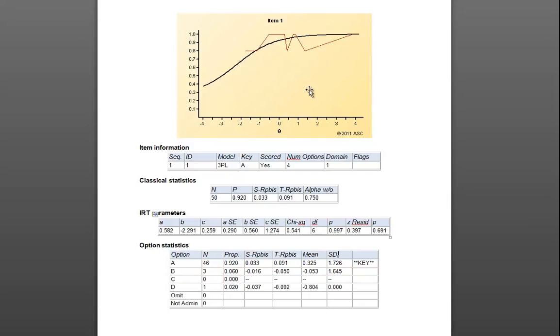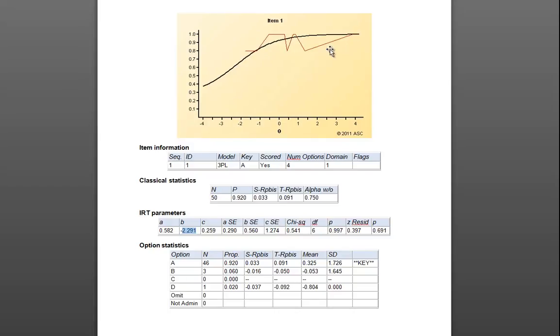Then up above, we provide a graph of the IRT parameters, that is the item response function using these three item parameters. And you can see that the B parameter is at minus 2.291. That means that the graph center, that is its inflection point, is right here at about minus 2.291.